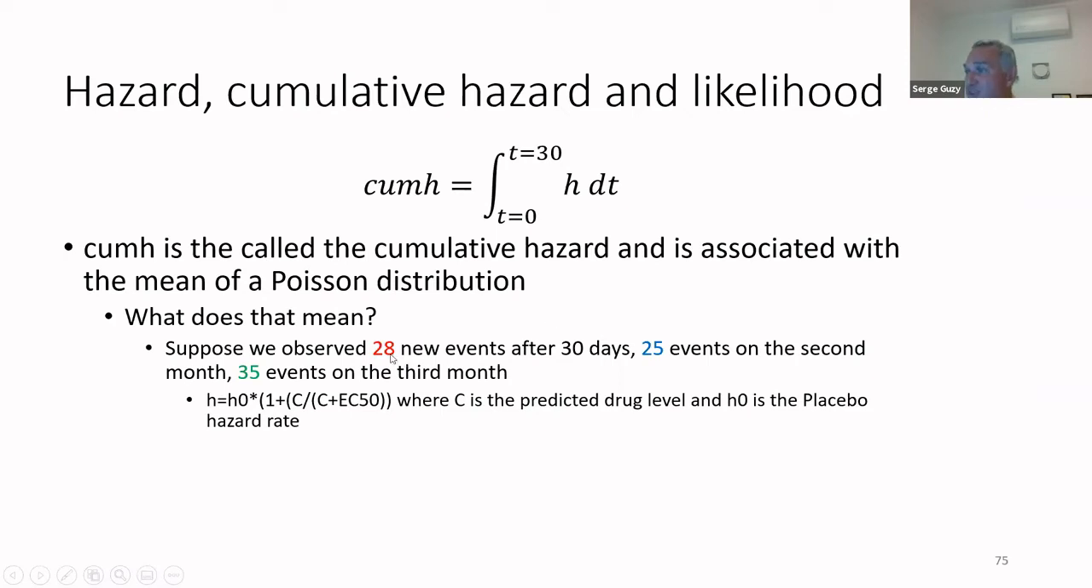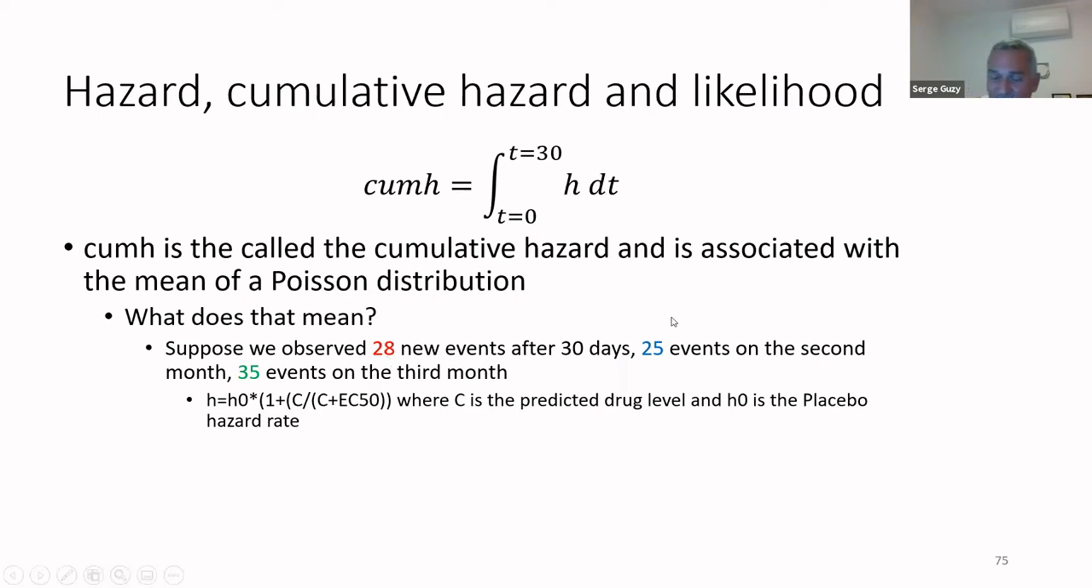Then if my observation is 28 and I'm getting a cumulative number of events, which is the average of my Poisson distribution of 27.5, then the probability of having a mean of 27.5 with 28 observed events is basically called the likelihood.